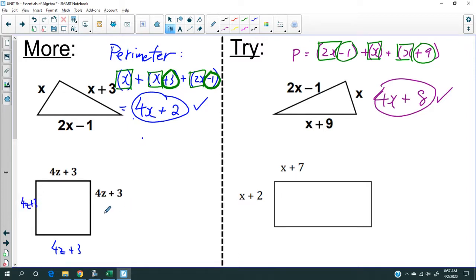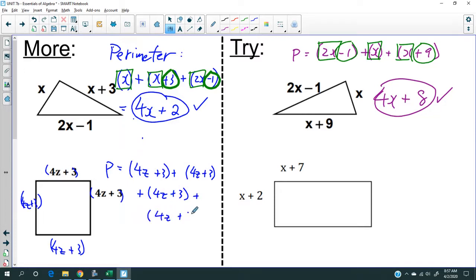Okay. Now, how to find the perimeter? Well, we'll add all four sides up together. So in other words, now let's write this out, okay? So 4z plus 3 plus 4z plus 3 plus 4z plus 3 plus 4z plus 3.